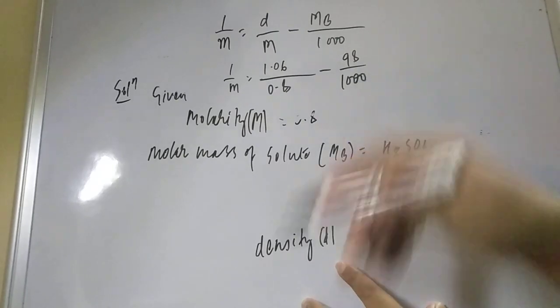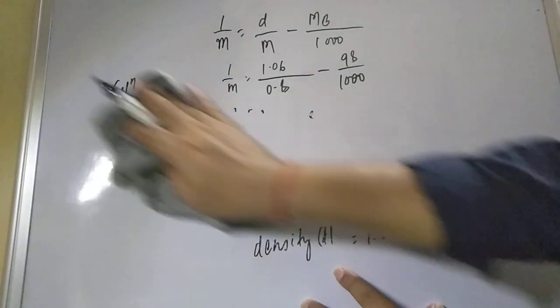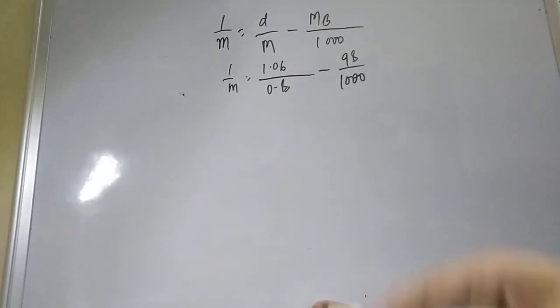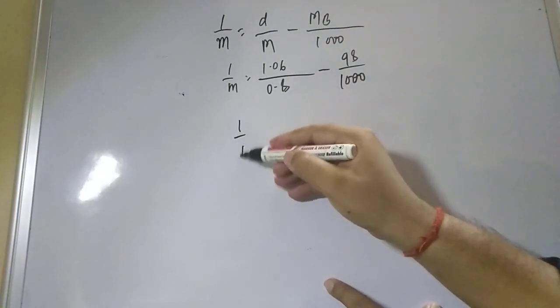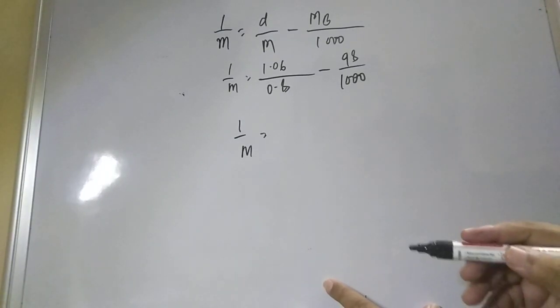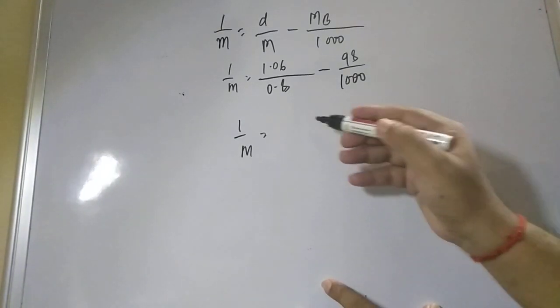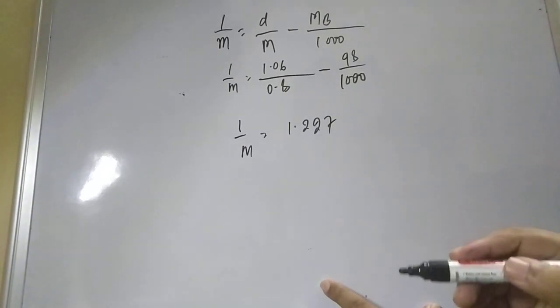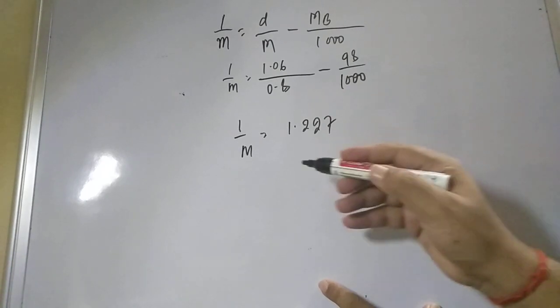From the formula, now this we have to calculate. Only one variable is there, 1 by m. So if you are calculating 1 by m, how much is it coming? If you check, 1 by m is coming 1.227. Now how to calculate the m?